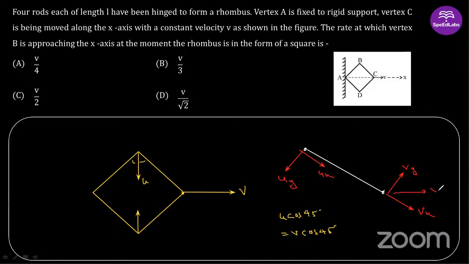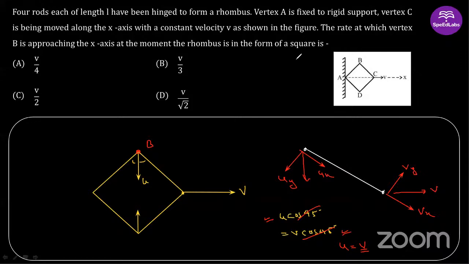So Ux is what? Ux is like U cos 45. This is Ux and this is Vx, which is V cos 45. Eventually they are equal, cos 45 cancels, and we get U is equal to V. So the rate at which this point B is moving in the downward direction is nothing but V, okay? But one second, what are they asking? The rate at which vertex B is approaching the x-axis at the moment. The answer should be V only.